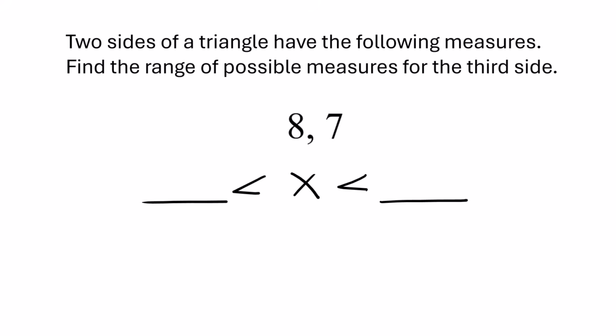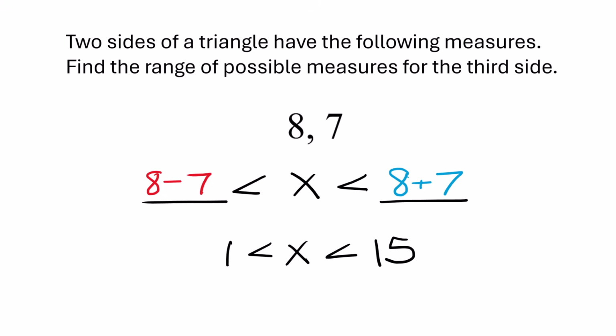You have to practice these. Don't skip the homework on this. It's because it's going to be the repetition of this that's going to help you remember this. The bottom number is going to be 8 minus 7, and the top number is going to be 8 plus 7. So we're going to go from 1 to 15. Doesn't that make it easy? I love that. Love that.